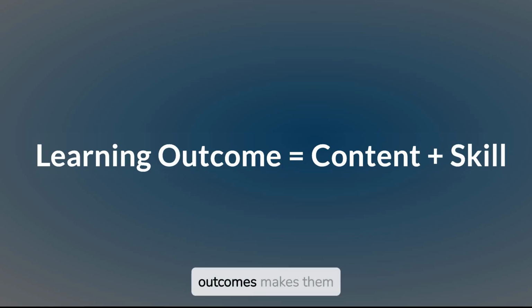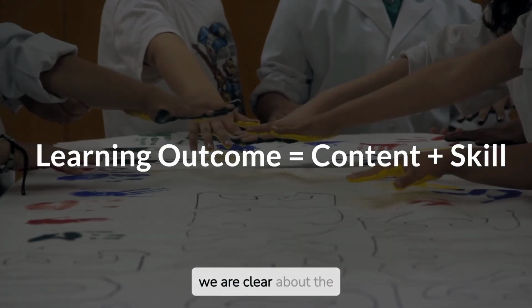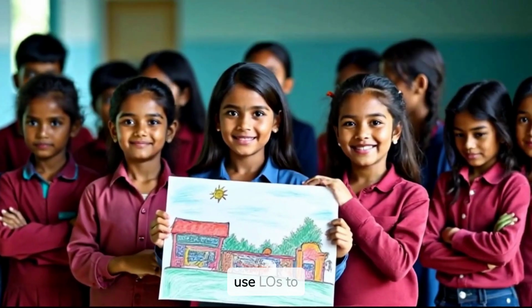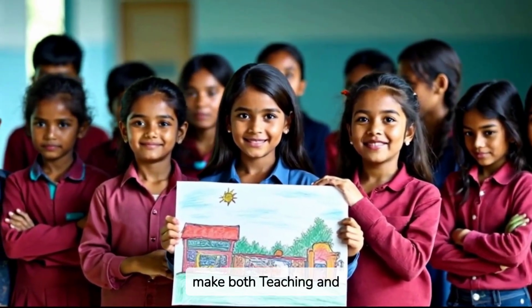Breaking down learning outcomes makes them actionable. It's easy to plan simple, fun activities once we are clear about the skill and content that they intend to achieve. Let's use LOs to make both teaching and learning meaningful.